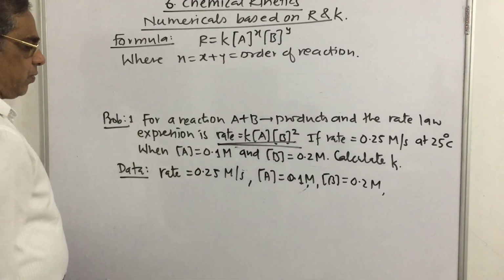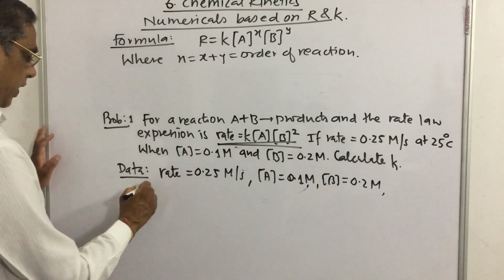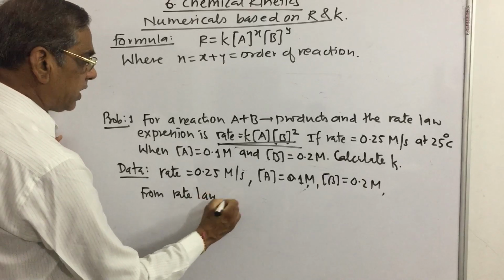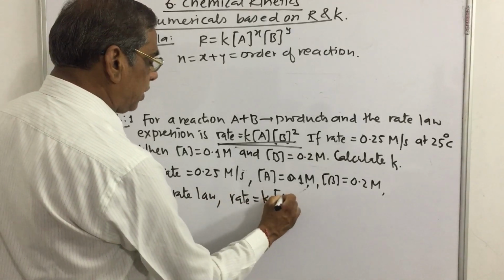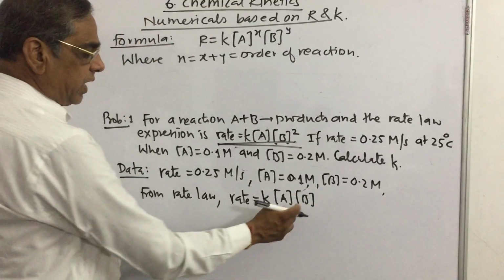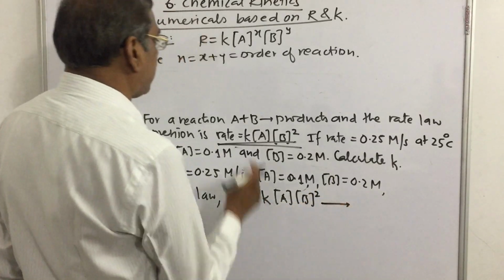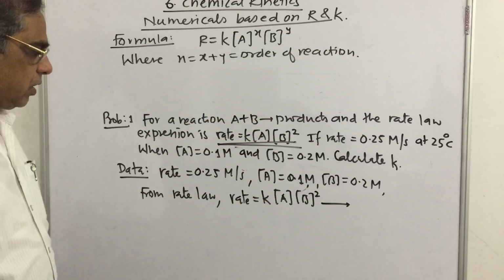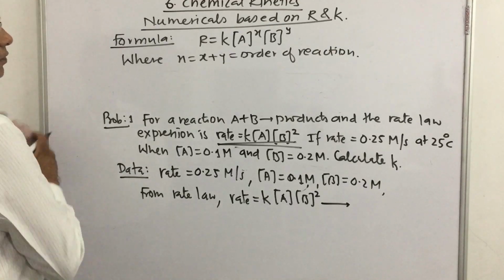And again, from the rate law expression find out the value of X and Y. That is, from the rate law expression, rate equal to K into concentration of A raised to the power 1 and concentration of B raised to the power 2. So here X equal to 1, Y equal to 2, already given in this problem. So putting the values we can solve it.